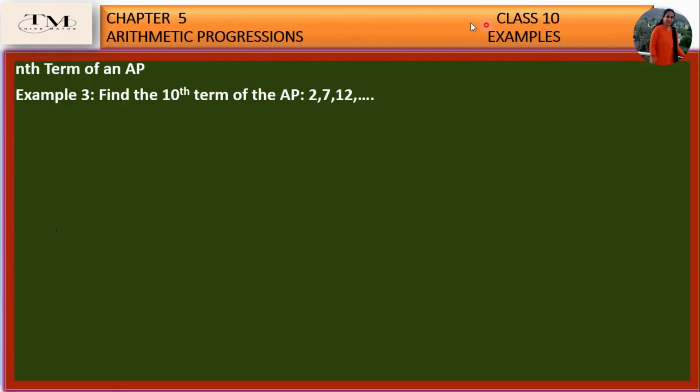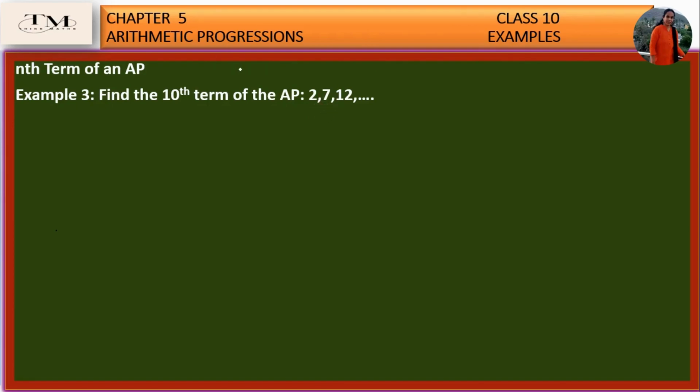We are in class 10 Maths, chapter 5, Arithmetic Progressions. In this session, we are going to discuss examples 3 to 10. Example 3: find the 10th term of the arithmetic progression. They gave an arithmetic progression, and we have to find the 10th term.